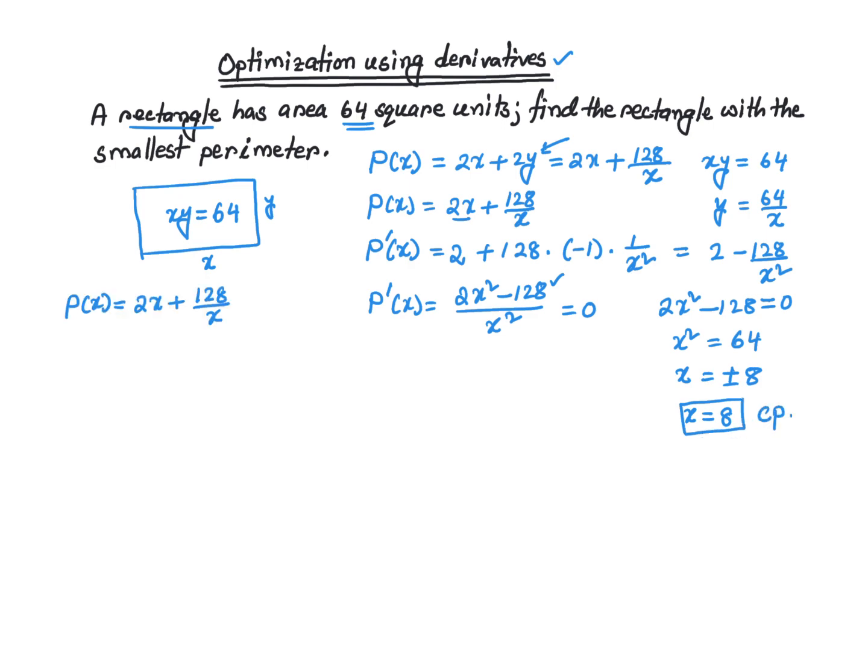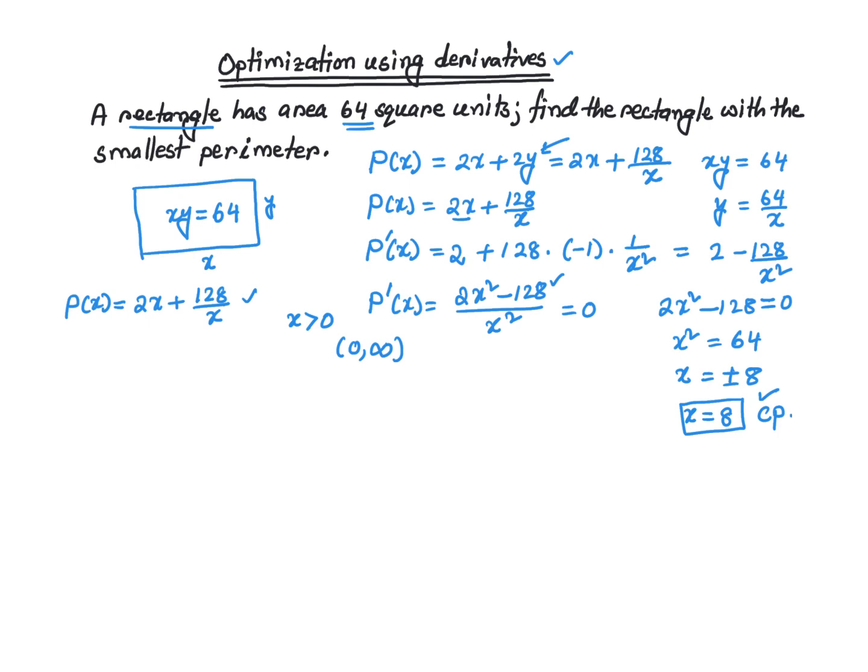Now let's look at the function p of x is equal to 2x plus 128 over x. For this function, x cannot be 0. So x is positive, greater than 0. And there is no upper boundary, so it can be infinity, literally. So we are talking about the interval 0 to infinity. And the only critical point we found here was at x is equal to 8. So now, is it a local max or local min? We need to figure it out.